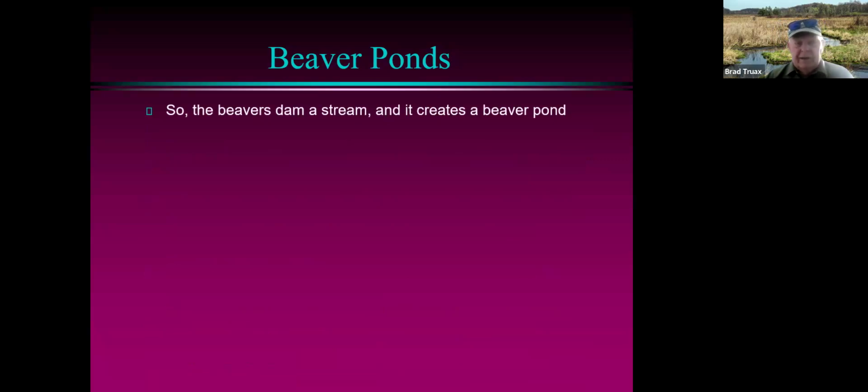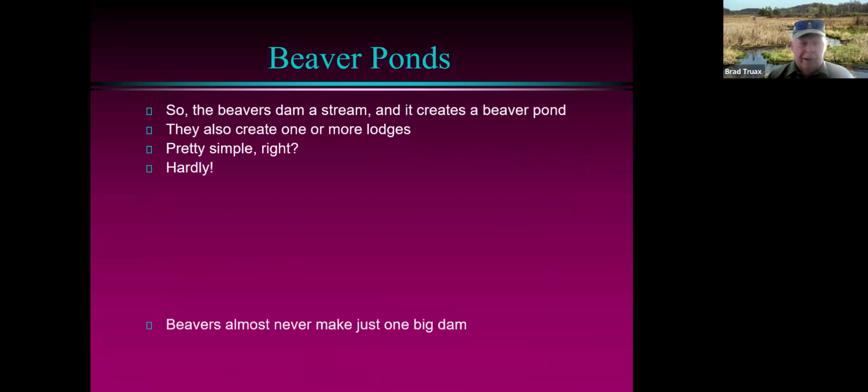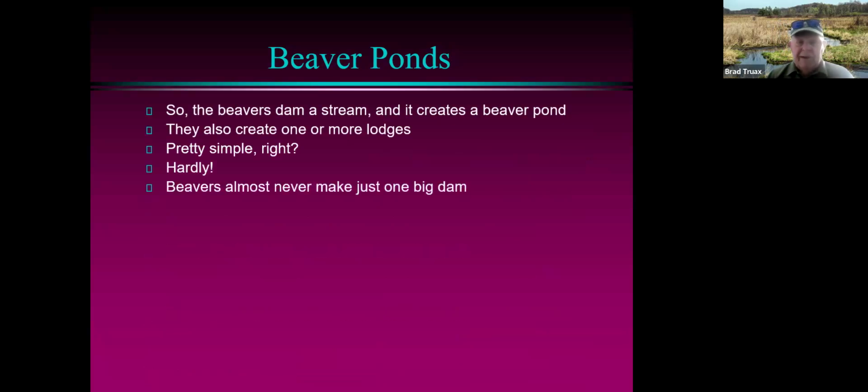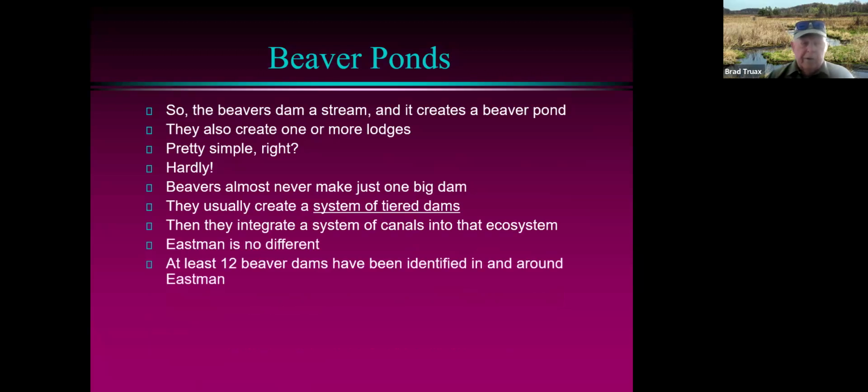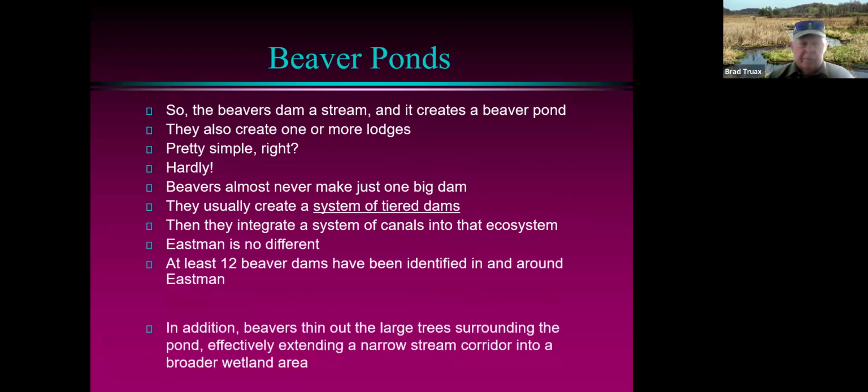So beavers can dam a stream and it creates a beaver pond, but they also create one or more lodges. Pretty simple, right? No, it's much more complex. The beavers almost never make just one dam. Typically, they create a system of tiered dams, and they integrate into that system a system of canals. So it really creates a diverse ecosystem. And Eastman is no different. There are actually at least 12 beaver dams that have been identified in and around Eastman.